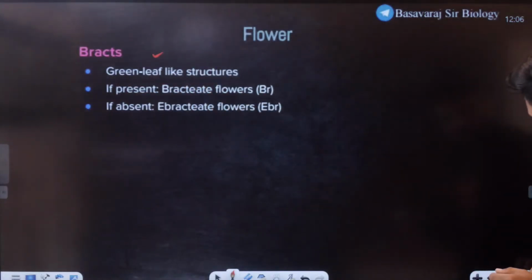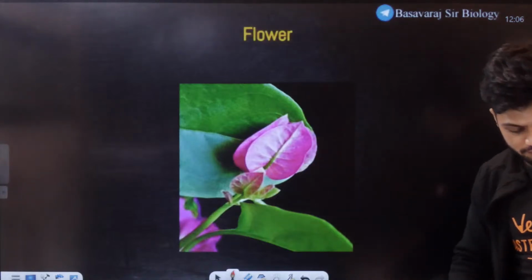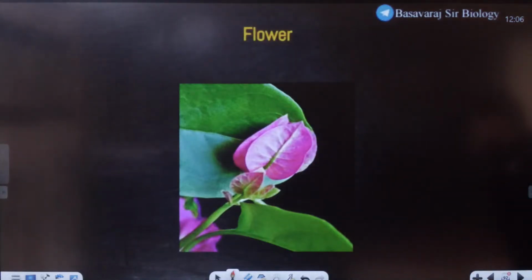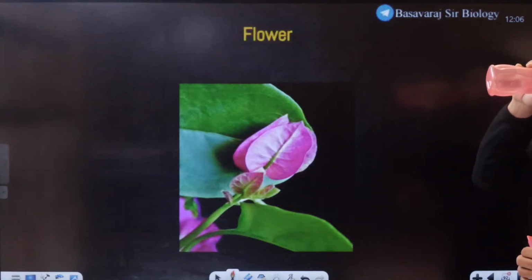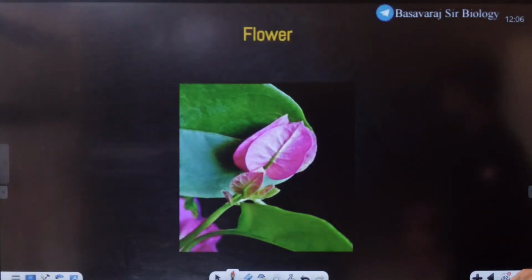Now, students, tell me, how many of you have seen this flower in real life? Raise your hands. Quickly tell me in the chat. Have you seen this flower? Is this a flower actually? This right here is called bougainvillea.